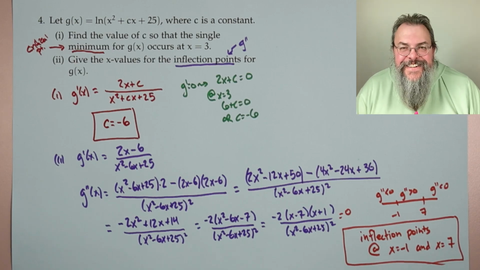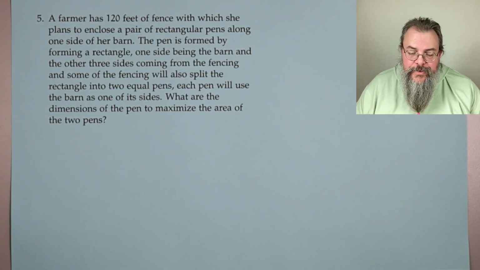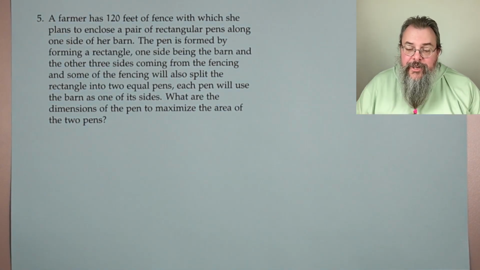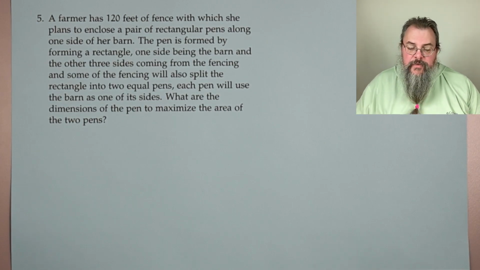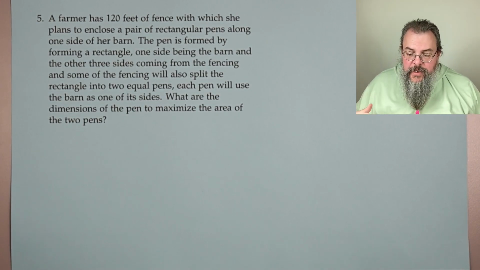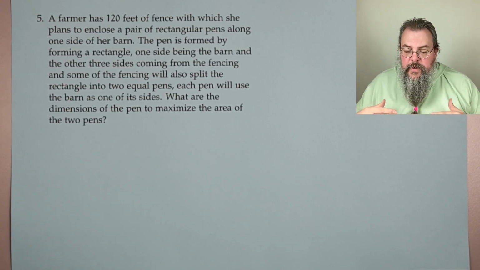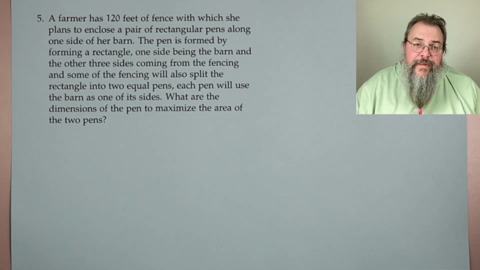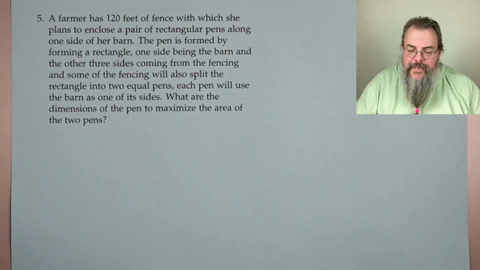A farmer has 120 feet of fence with which she plans to enclose a pair of rectangular pens along one side of her barn. The pen is formed by making a rectangle, one side being the barn and the other three sides coming from the fencing. And some of the fencing will also split the rectangle into two equal pens. Each pen will use the barn as one of its sides. So this is a case where a picture is worth a lot of words. So here's the idea.